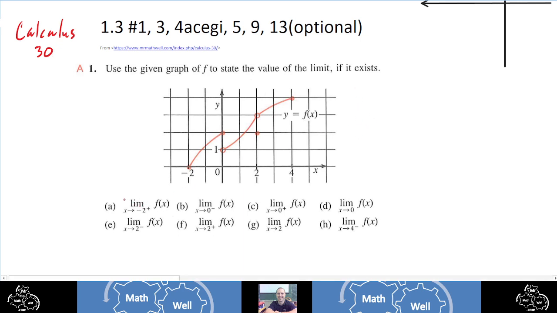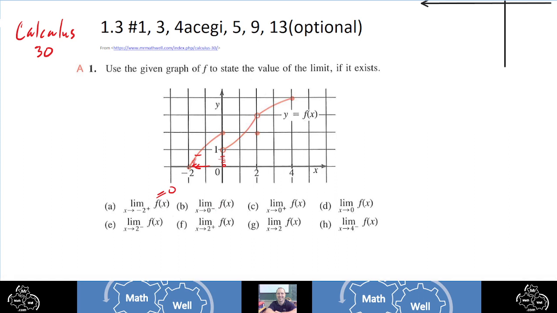So this says the limit of f of x as x approaches -2 from the right side. So that little plus sign says from the right side. So here's -2 from the right side. If the x gets closer and closer from over here, then the y values get closer and closer to 0. So that's 0. -2 from the right.